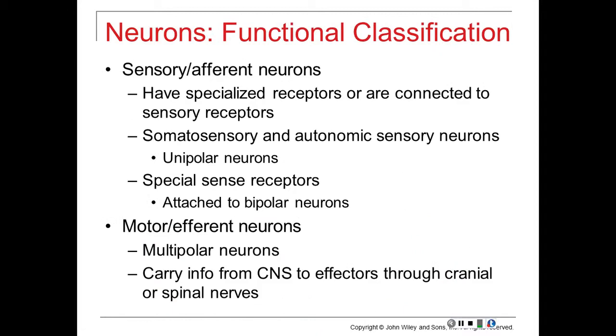So our sensory and afferent neurons, as I was describing, have special receptors and they're connected to sensory receptors. We have somatosensory and autonomic sensory neurons. Those are all unipolar, as I was just describing. We have special sense receptors, which are typically attached to bipolar neurons, as I described as well. Our motor and efferent neurons are mostly multipolar, and they carry information from the central nervous system to various effectors such as muscles, through cranial nerves or spinal nerves.